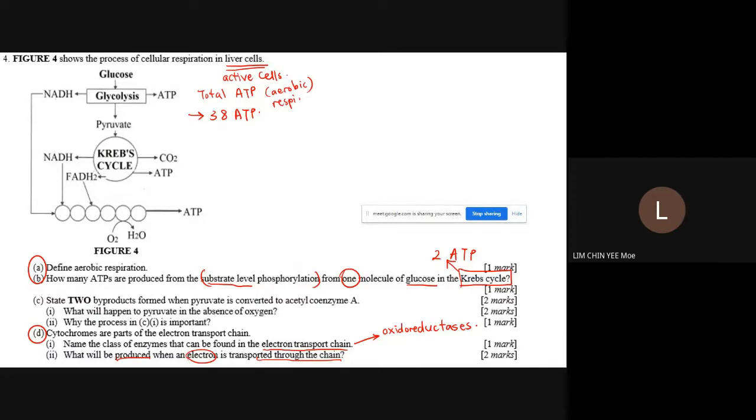So the next one, what will be produced when an electron is transported through the chain? Dia nak products from oxidative phosphorylation. Ini dia punya cara, I tak suka soalan dia sebenarnya. Sebab kalau what will be produced when an electron is transported through the chain, I feel like it's not complete. The question is not complete, but the way they ask this is to know the products of oxidative phosphorylation. So can you tell me the products of oxidative phosphorylation? Apa yang akan produce?